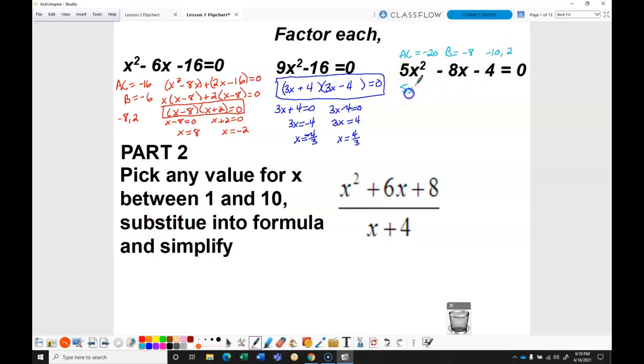So I'm going to write 5x squared minus 10x plus 2x minus 4 equals 0, and I'm going to do the grouping.